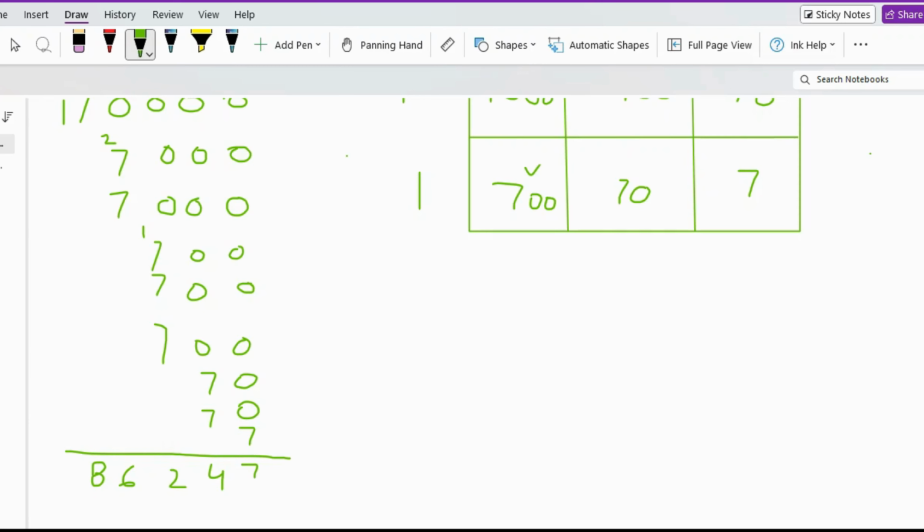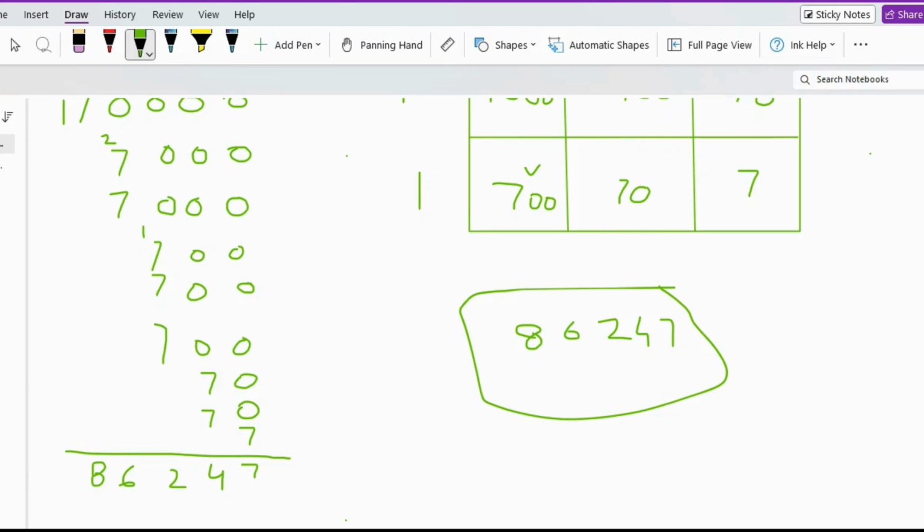So this is what we would get when we would times 111 with 777: 86,247. 86,247 is the final answer.